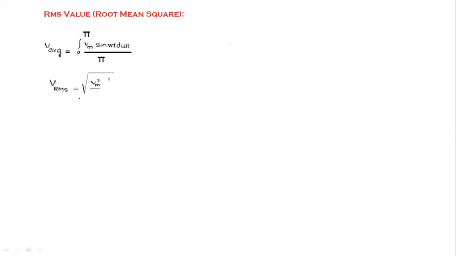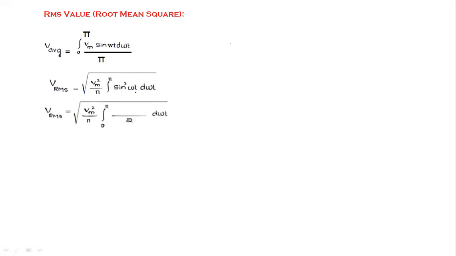For the RMS value, what does it mean? Root mean square. For this mean value we have to take the root as well as the square. I am taking the root for this and I am taking the square: Vm square sin square omega t. You have to remember this mean value, and for that we have to take the square as well as the root. It will become root mean square.